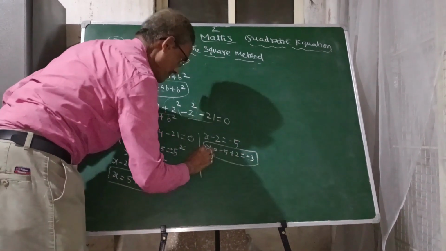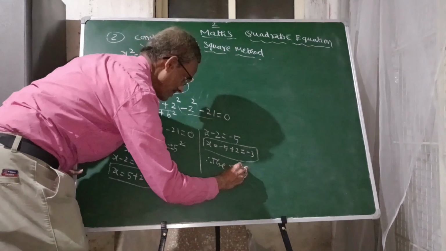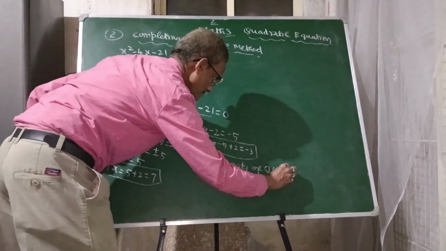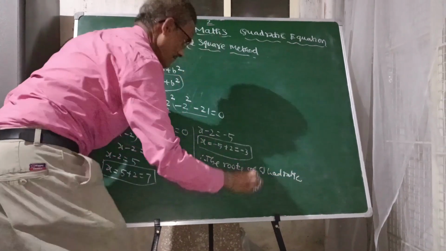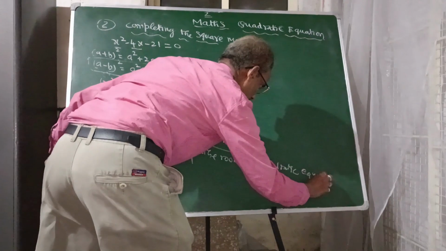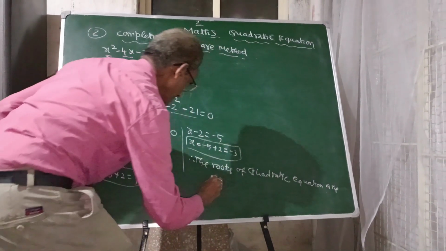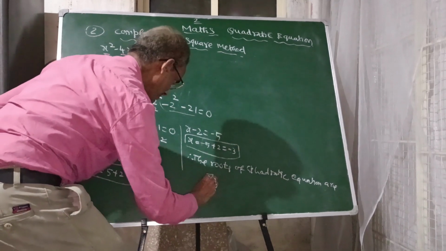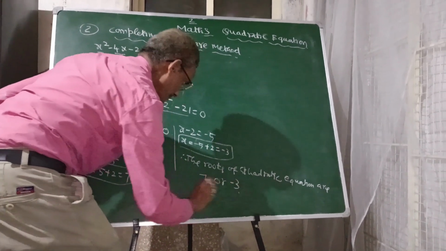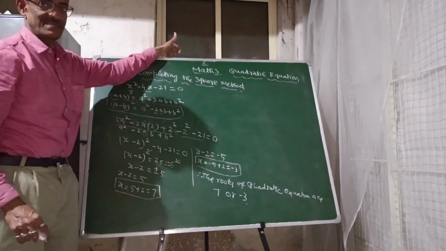Now the roots of the equation, therefore the roots of the quadratic equation are either 7 or minus 3. You substitute either x value, and you will get the answer as 0.